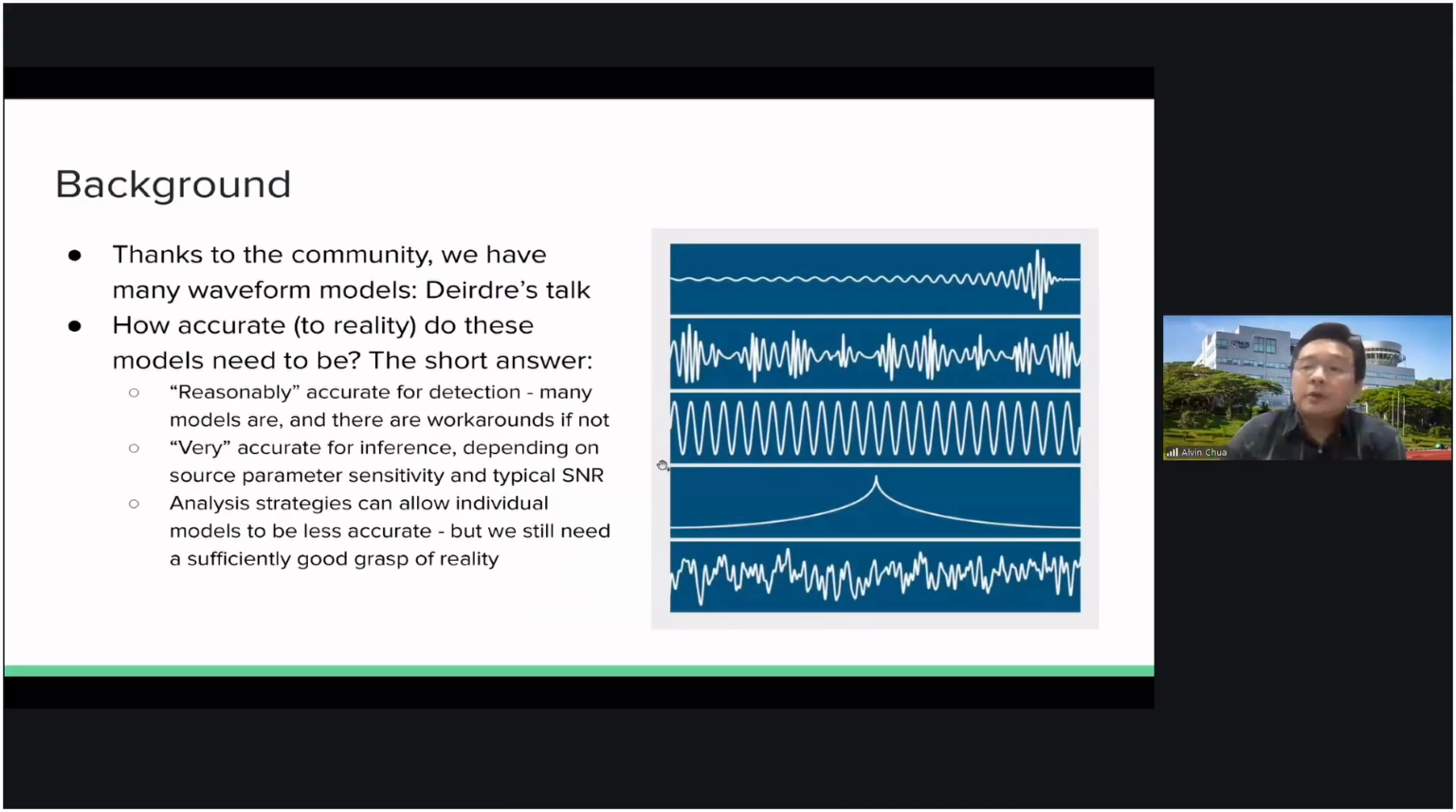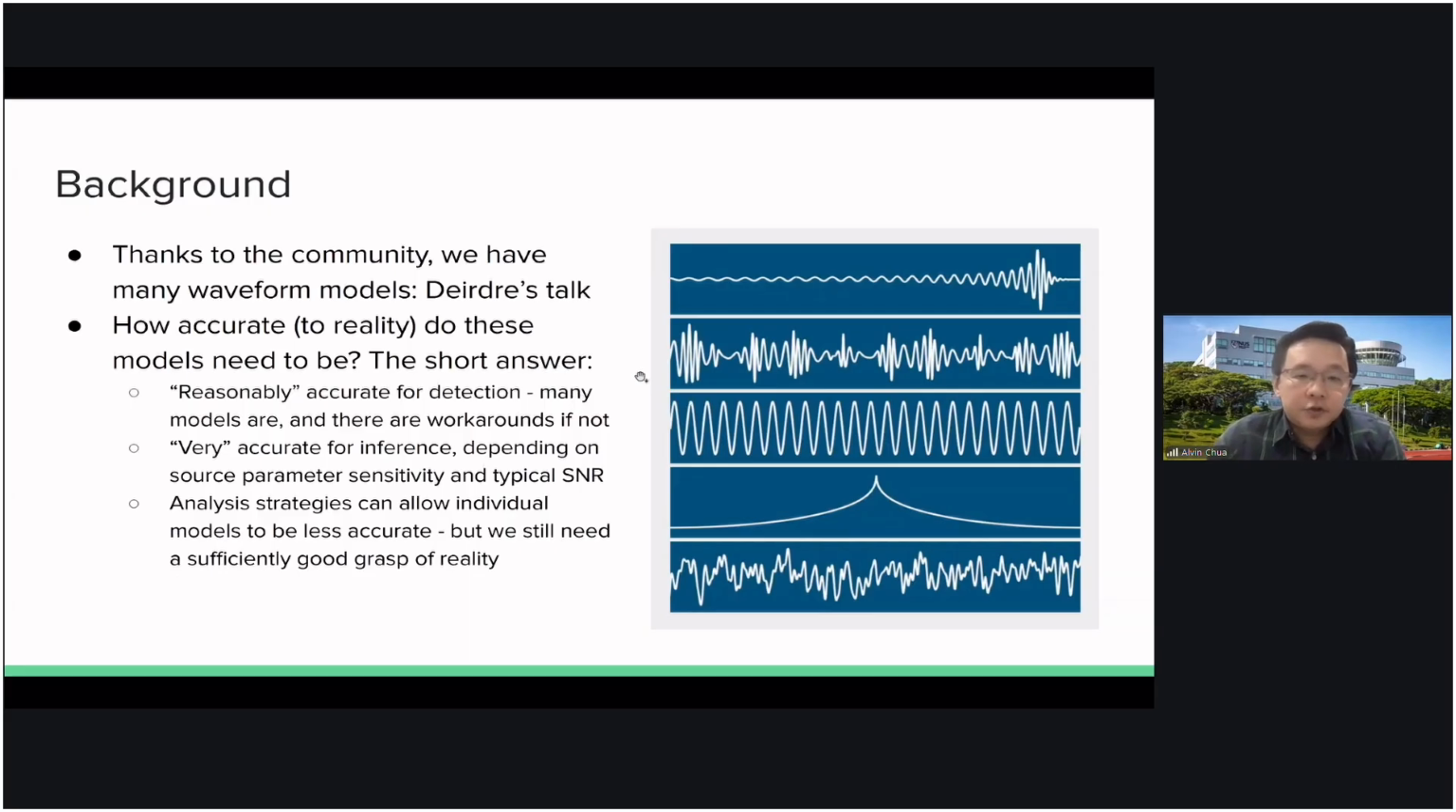Thanks to the community, we actually do have many waveform models available, right? Deirdre's talk right after this will go into a bit more detail on what we actually have available. The topic of my talk, however, is simply this question: how accurate, as in accurate relative to reality, do these models need to be?